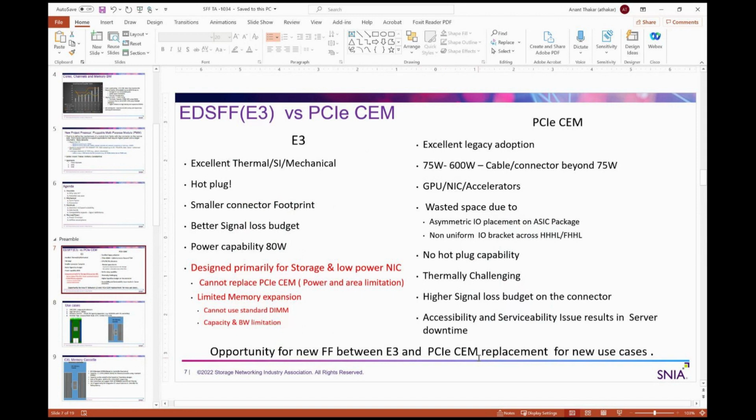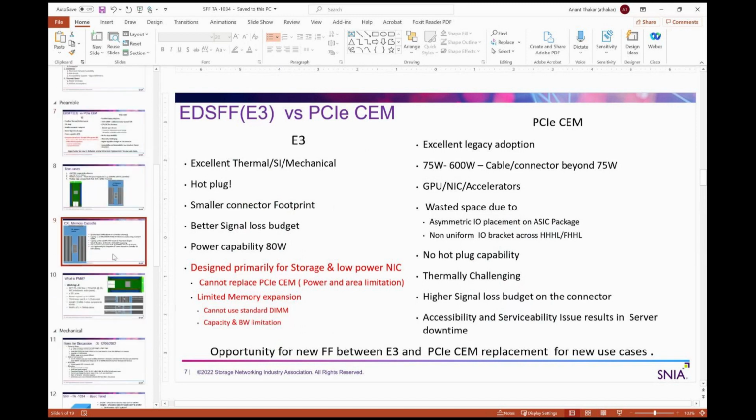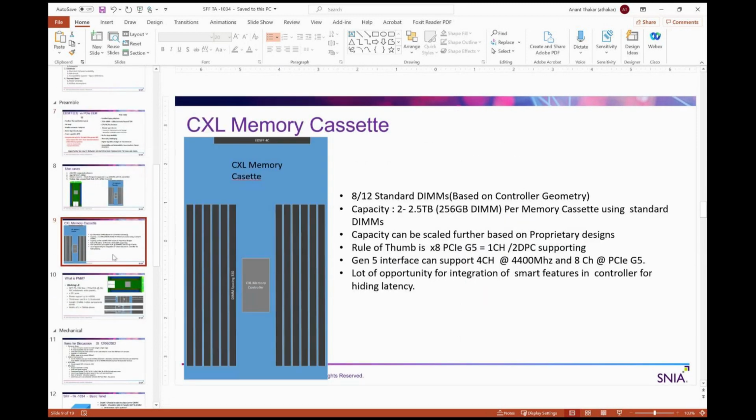And then the second thing is the hot plug capability. E3 is even more on the storage side rather than on the memory side. That's why there was a gap which needed to be filled with the new form factor, and this is where the use case really worked out beautifully.